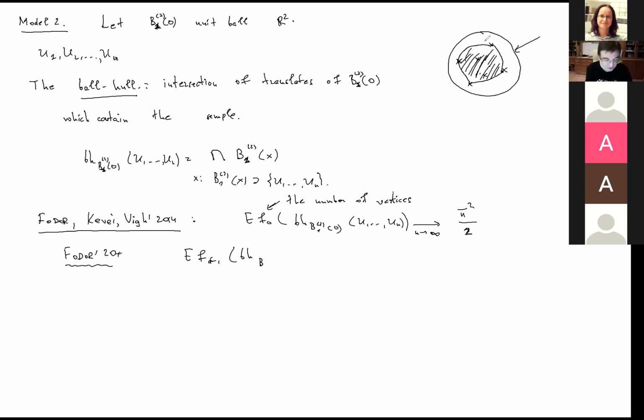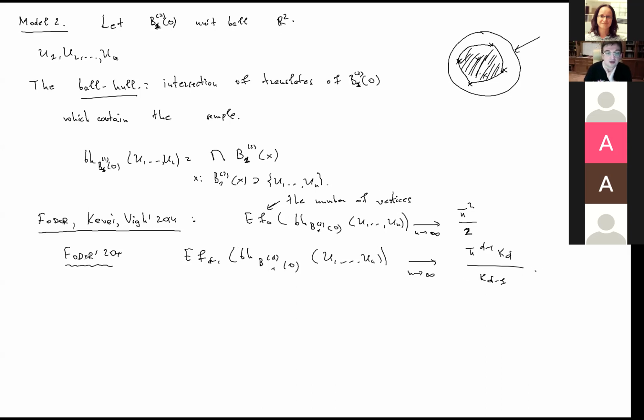So we take a d-dimensional ball, uniform sample from the d-dimensional ball, and the intersection of unit ball translates which contains the sample. I will explain in a moment how we define facets, faces of full dimension for this object, and f_{d-1}. This is the number of these faces of full dimension of the ball hull. Now I put here d, put here 1, 0. And this converges also to a finite constant, which is identified in this way.